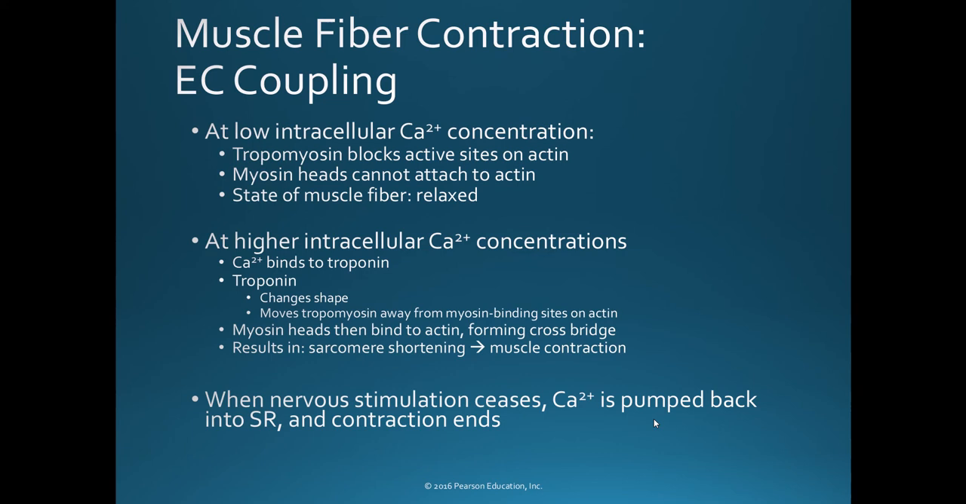When we're done with our particular movement, when nervous stimulation stops, then the calcium releases from the troponin and is actively pumped back into the sarcoplasmic reticulum, which requires ATP, and contraction of the muscle fiber will end. So let's take a look at what that looks like.